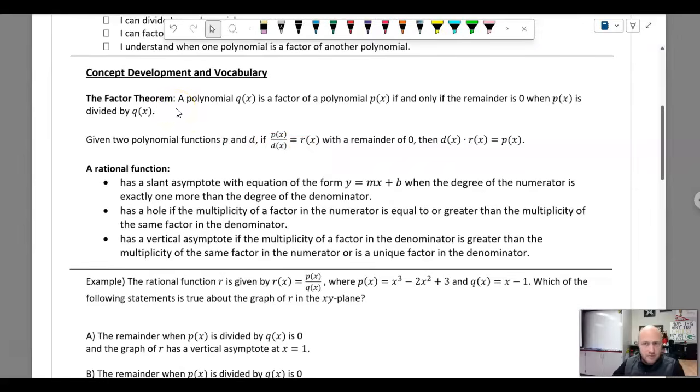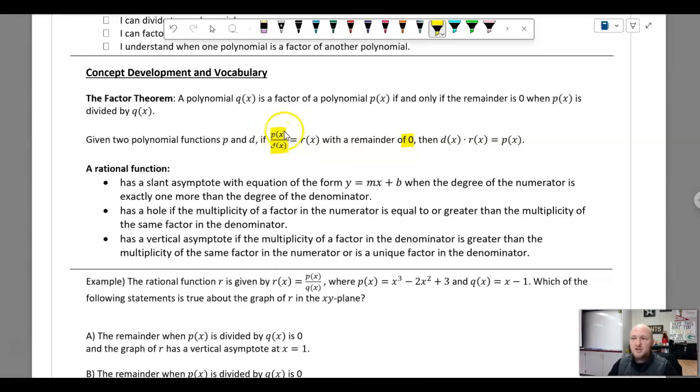It's called the factor theorem. And what the factor theorem says: a polynomial q of x is a factor of polynomial p of x if and only if the remainder is 0 when p of x is divided by q of x. So you can imagine you are given two functions here, p of x and d of x. If you divide these and you get a remainder of 0, then d of x is a factor of p of x. It's a part of it, okay?